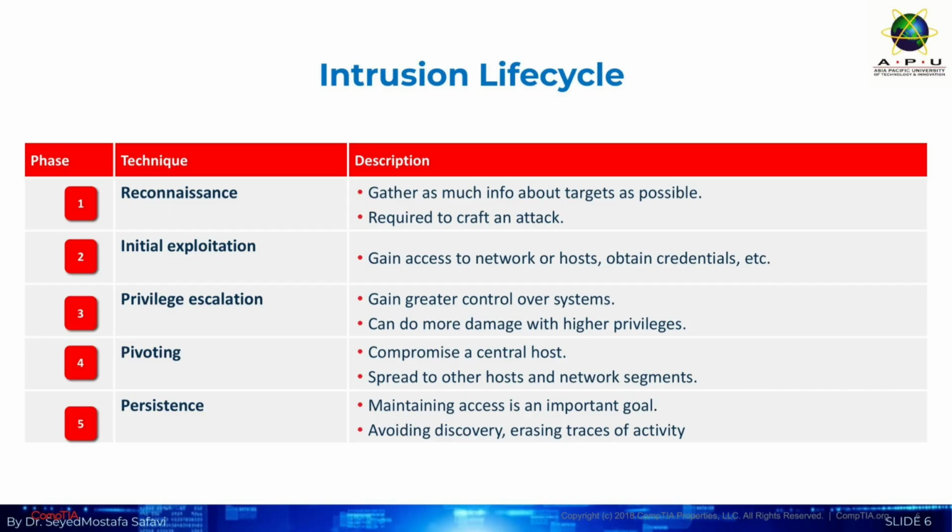The intrusion lifecycle outlines the steps an attacker takes to compromise a system. It starts with reconnaissance, where the attacker gathers information. Then comes initial exploitation to gain network access. This is followed by privilege escalation to gain greater system control. After that, the attacker might engage in pivoting to spread the attack. And finally, they aim for persistence to maintain access without detection.